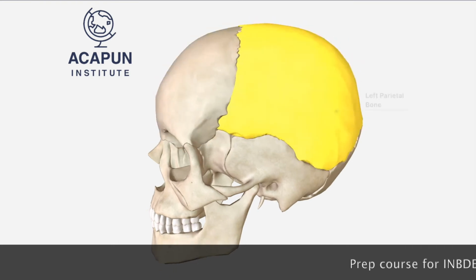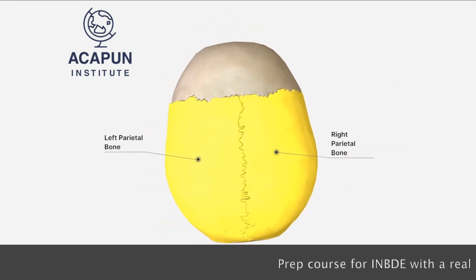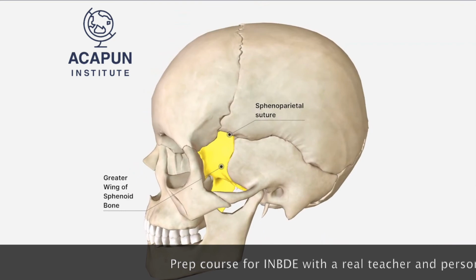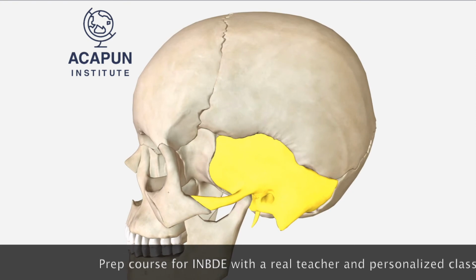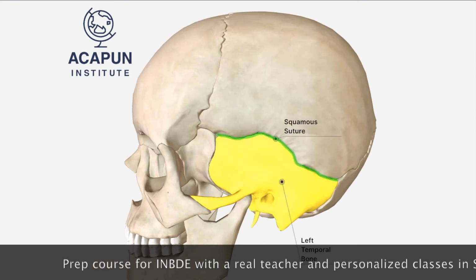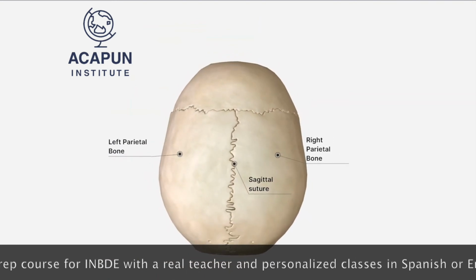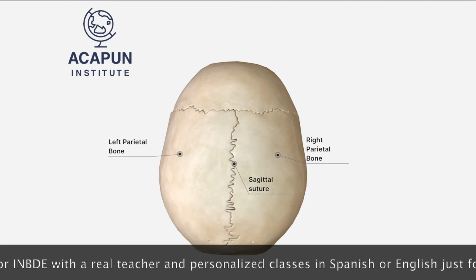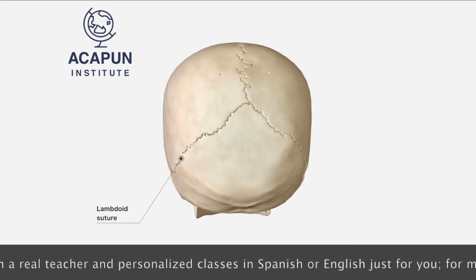Moving on to the parietal bones now. There are 2 parietal bones, which we've already seen anteriorly articulate with the frontal bone at the coronal suture. The parietal bones also articulate with the greater wing of the sphenoid at the sphenoparietal suture. Inferiorly, the parietal bone articulates with the temporal bone at the squamous suture. Looking superiorly in the midline, the parietal bones articulate with each other via the sagittal suture. Moving posteriorly, you can see how the parietal bones articulate with the occipital bone at the lambdoid suture.